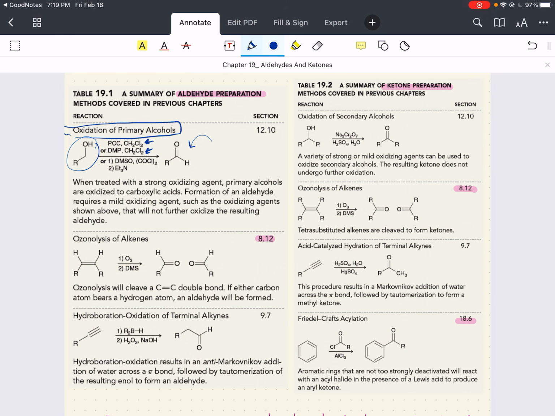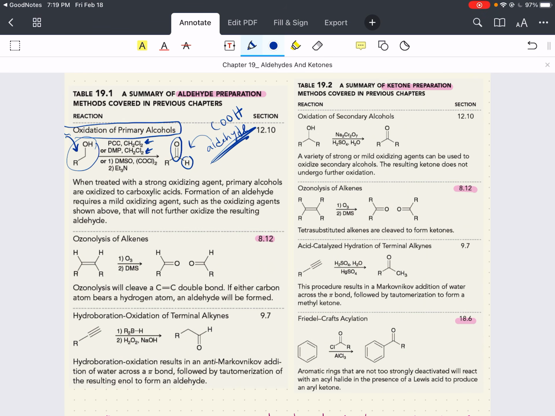So if you're starting with a primary alcohol like this one listed here, you can use any of these reagents to oxidize it into an aldehyde. This product has the carbonyl group we're talking about with a hydrogen on one side. This is our aldehyde. Fantastic.